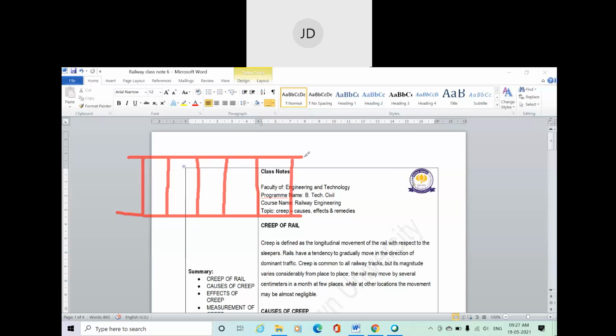Suppose this is one rail, this is another rail, and it is joined by fishing plate like that, isn't it? You know this thing, right? Even the sleeper is joined with the ballast with screw and key like that. Each sleeper is fixed with the ballast, and the rail is fixed with sleeper with the fastener, and two rails are joined with your fishing plate. I think this is clear to you.